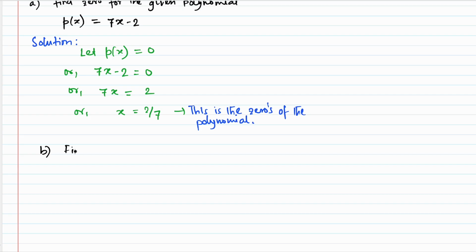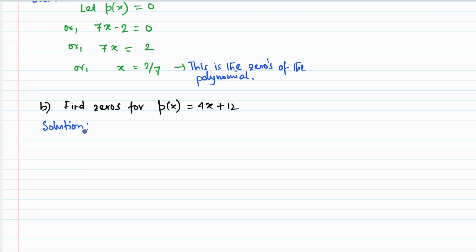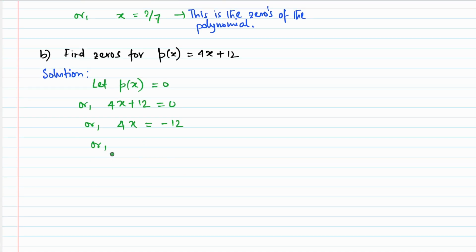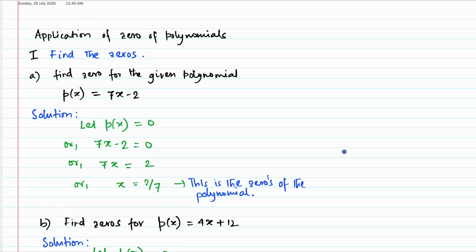Now let's take another example. Find zeros for the given polynomial p(x) equal to 4x plus 12. What we need to do, the fundamental thing, is make the polynomial p(x) equal to 0, then substitute 4x plus 12 equal to 0, and solve for it. So 4x equals minus 12, x equals minus 12 by 4, and it becomes equal to minus 3. So this is the zero of the polynomial. Is it simple? I think it's very simple.